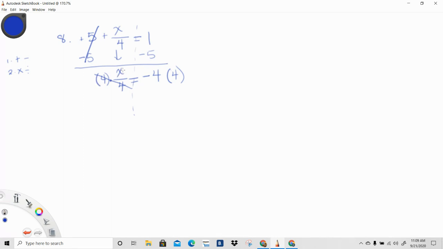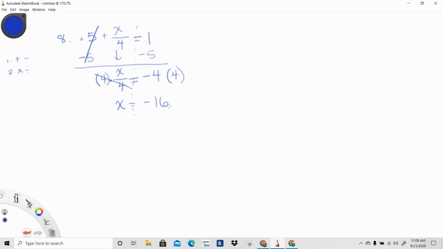If you multiply something by 4 and then divide it by 4, it's the same as multiplying it by 1, which is nothing. It doesn't change the value. So all we're left with on this side is x. And here we have negative 4 times positive 4, which gives us negative 16.